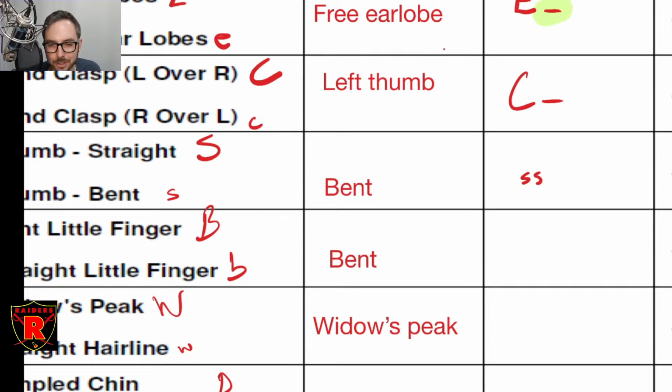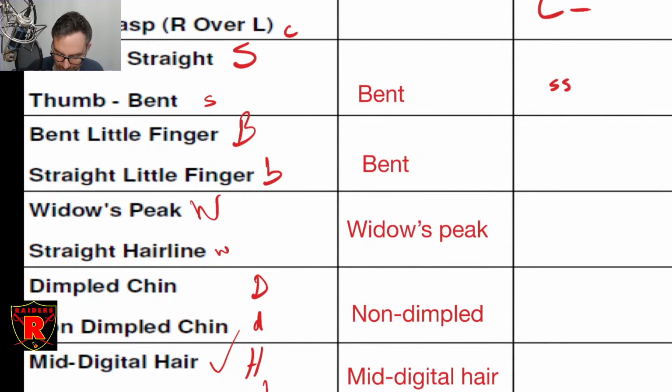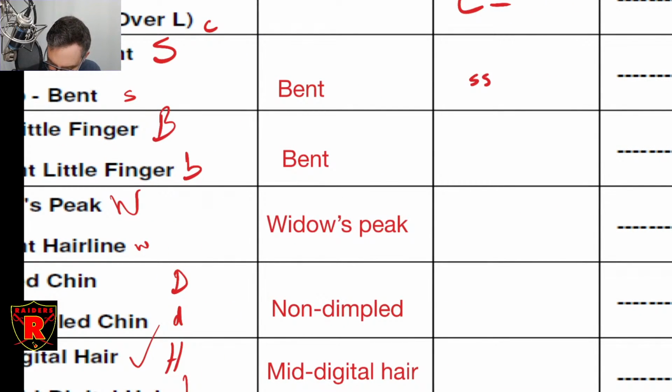I'm going to leave that one up to you. I don't have a good answer for you, so I would say pick one or the other. Sorry, there's probably a number of things that could lead to that particular difference, so I'm not 100% sure. Anyway, I have hitchhiker finger. I'm bent, so that would be little b, little b.